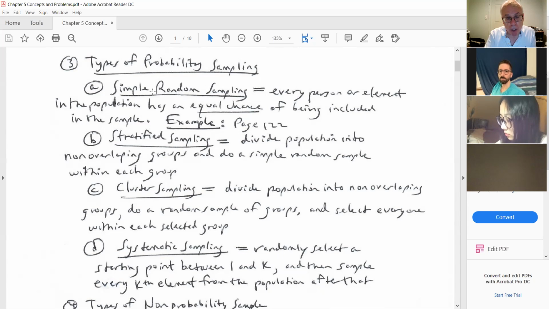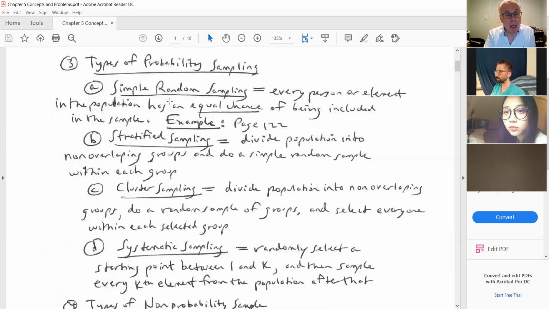And simple random sample, what it really means is that every sample of size 100 would have the same probability of occurring. So your sample that you picked of 100 people would have the same probability as any other sample of 100 that you could possibly pick from that population. On here it says every person or element in the population has an equal chance of being included. Well, that's true for any probability sample. But simple random sampling, and I guess I should probably modify this. Simple random sample means every sample of a certain size has an equal chance of being the sample that you get.